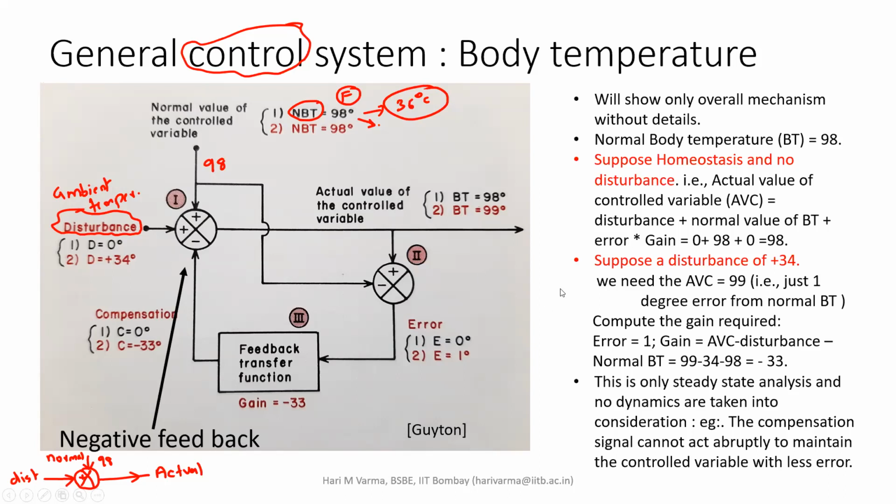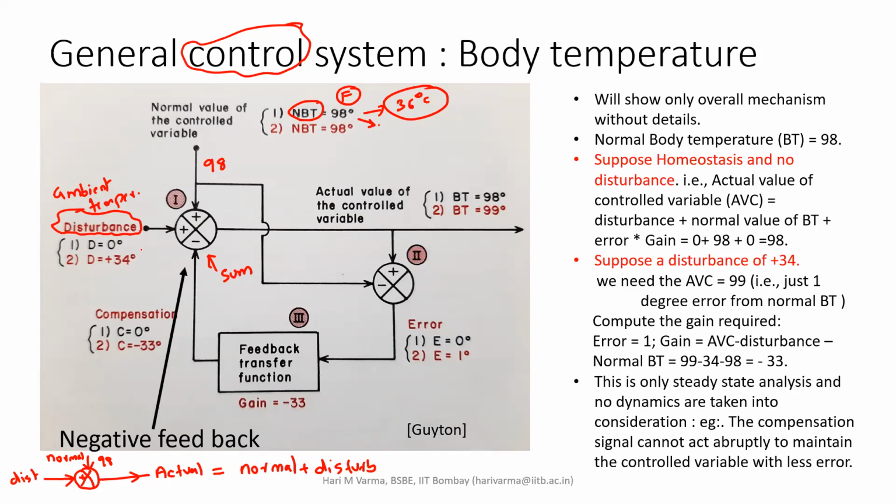So, what is actual? Actual is equal to normal plus the disturbance, right? It's additive. That's what this plus sign means. So this is a summation. You are taking this signal and just adding it so that you will get the output, right? Right now we are forgetting this part. So basically you will get normal plus disturbance is equal to actual. So your body temperature will be normal plus disturbance.